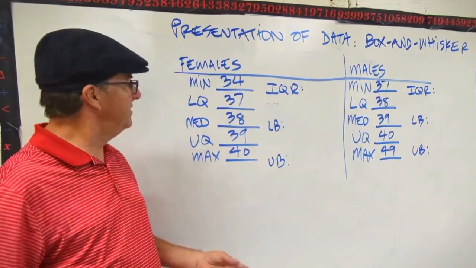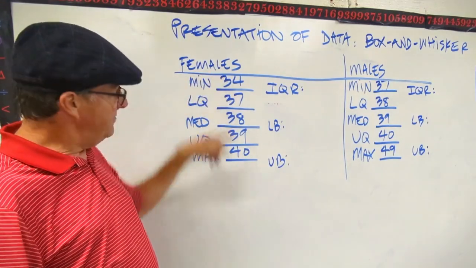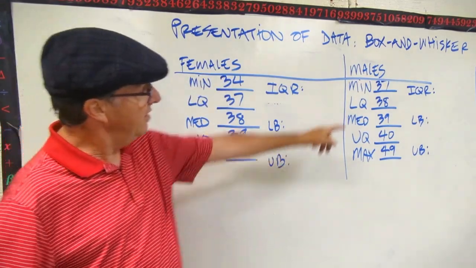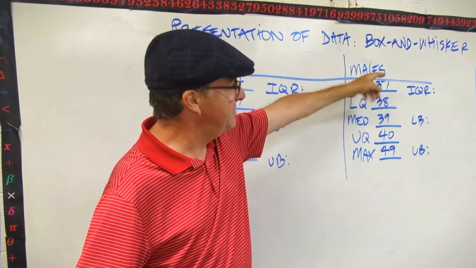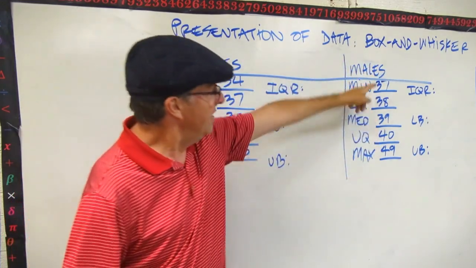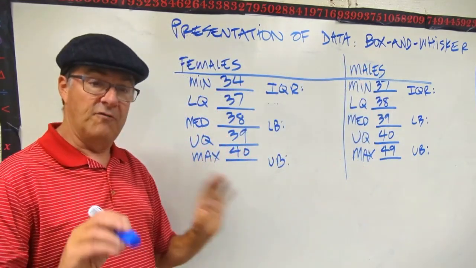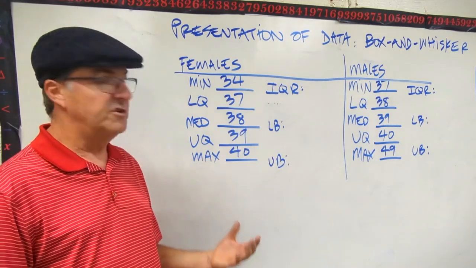All right, let's see how you did. Here are my 5 key points for the female population. And here are my 5 key, not points, but data points, or actually calculations for the males. So hopefully you got that with your calculator. If you didn't get those, you want to try that again.